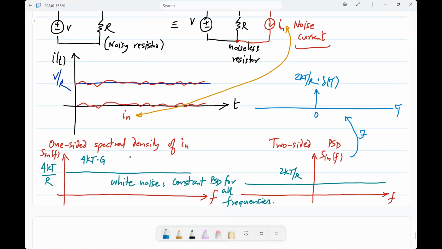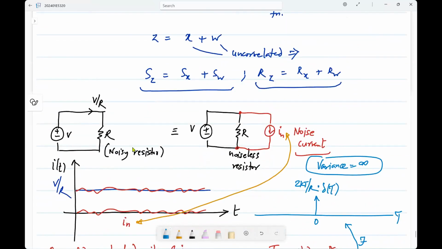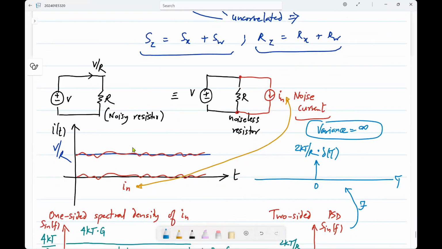That's fine, we can do all this calculation, but basically this tells you that the variance is infinity. So if you do this experiment and measure this noise current, what is its mean square value? It is the same as the variance. So how much is that? Infinity. Does it make sense now?